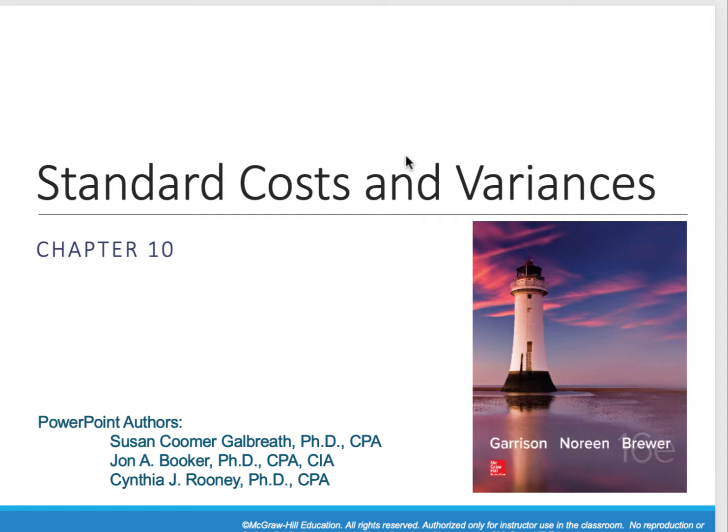Is it because we maybe paid too much? We have a difference in price based on what we should have paid, or is it an efficiency variance, meaning we used too much or we used less than we should have?